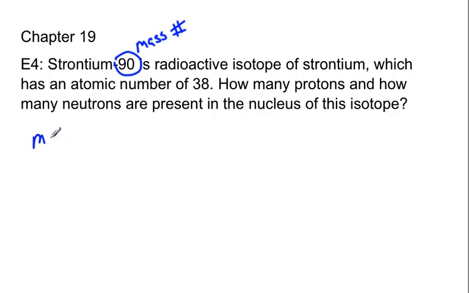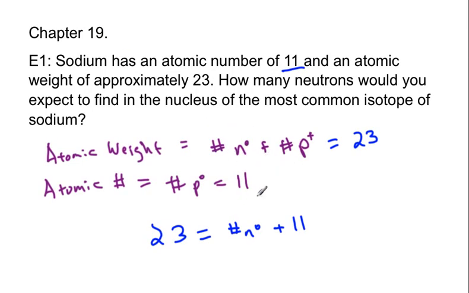So the mass number is equal to 90. That is equal to the number of neutrons plus the number of protons. Back here, I was saying it's about, I should put squiggly lines. That's because the atomic weight was close to the actual mass number. So I should have just said, okay, what's the mass number of the most common isotope? Well, that would be 23.